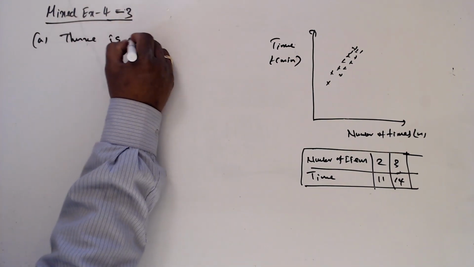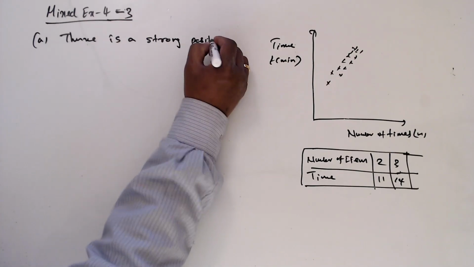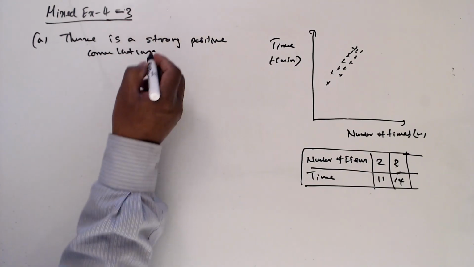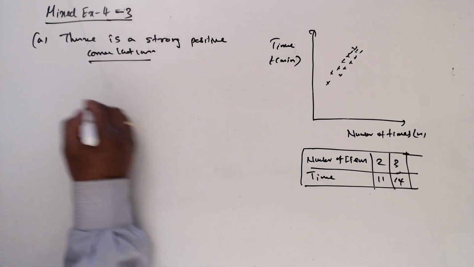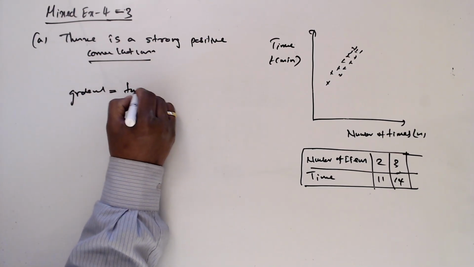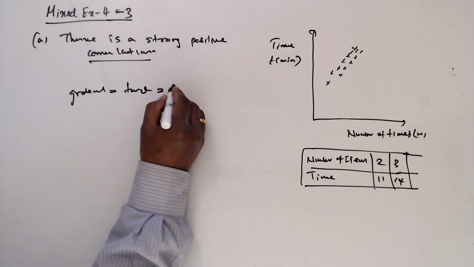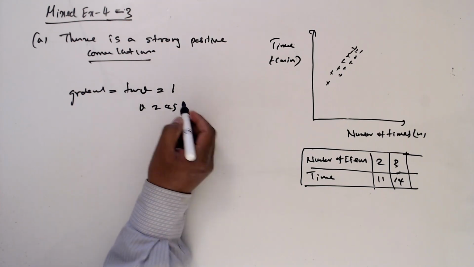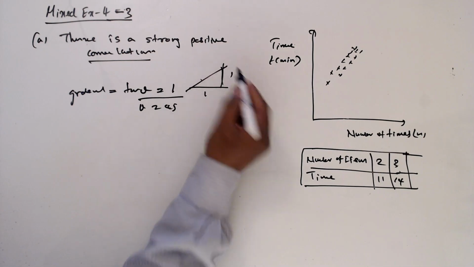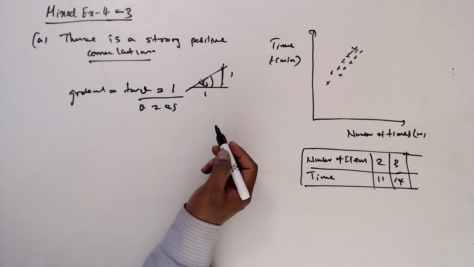So there is a strong positive correlation. Earlier I discussed gradient equals tan theta. When tan theta equals 1, theta equals 45, gradient 1 is 1 to 1. So this angle should be 45.